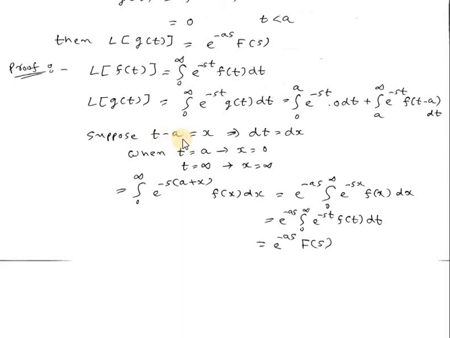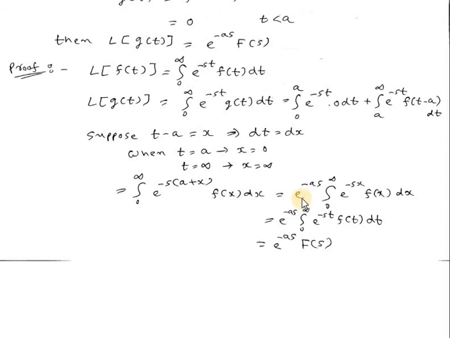Now suppose t minus a is equal to x. Therefore dt is equal to dx, because derivative of a will be 0, and t will be x plus a. Now when t is equal to a, then x is 0, and when t is infinite, then x is also infinite. Therefore new limits will be from 0 to infinite. So this can be written as integration 0 to infinite e raised to minus s in bracket (a plus x) f of x dx, because t minus a is x and dt is dx and t is a plus x.